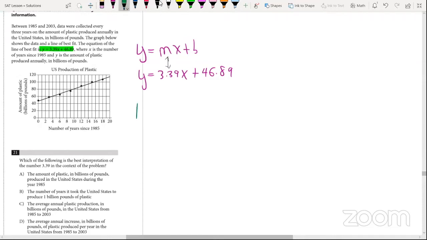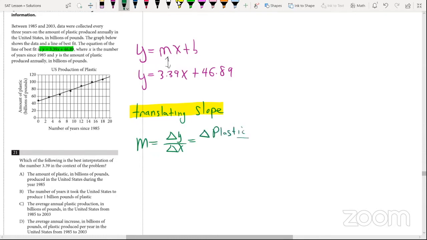So this is a question on translating slope. And what do we mean by translating slope? It's going through the process of just saying that slope is your change in y over your change in x, and then converting that to the units of the question. So the y value is the plastic. So the triangle means change in the amount of plastic over the change in years.